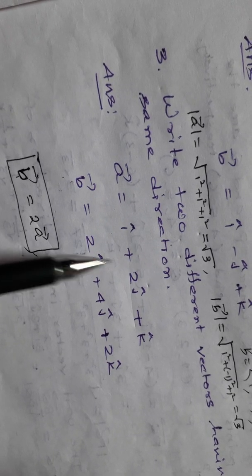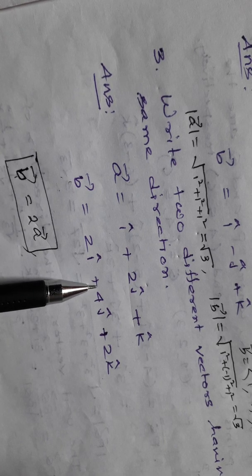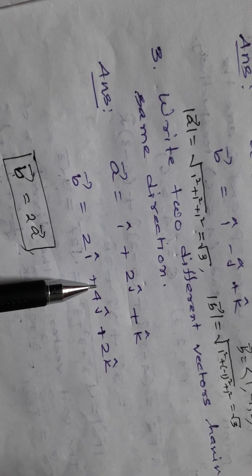So if you find the direction cosines of vector A and B, then you can see their direction cosines are same. So their directions will be same, but the vectors are different.